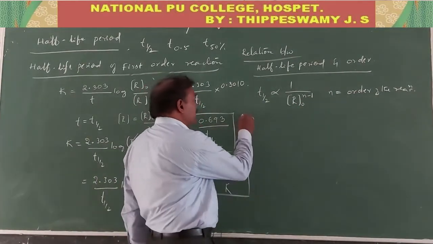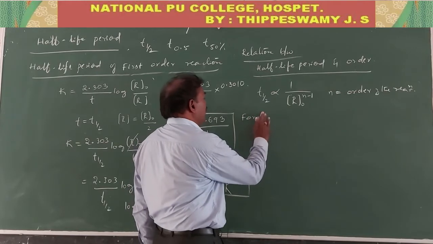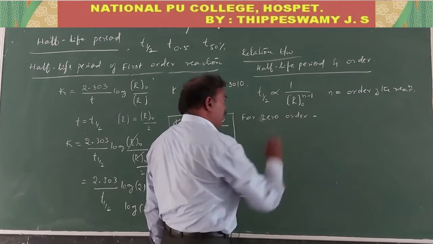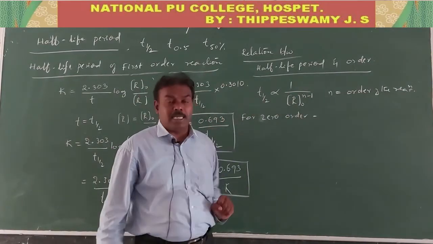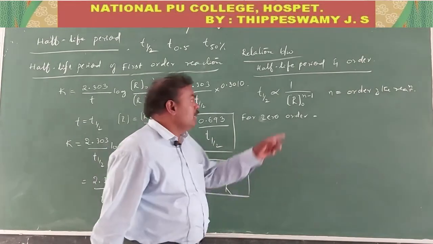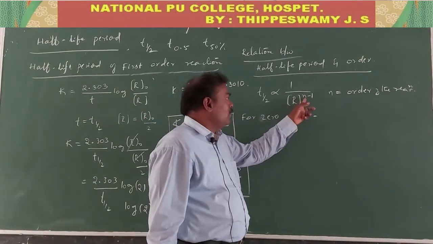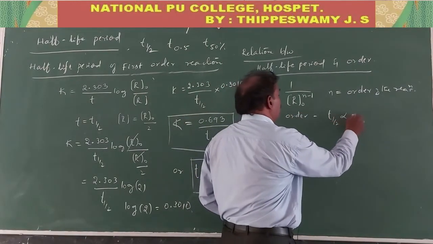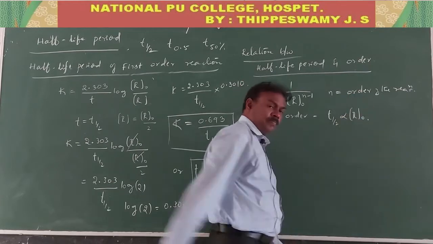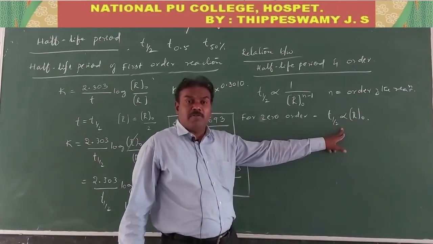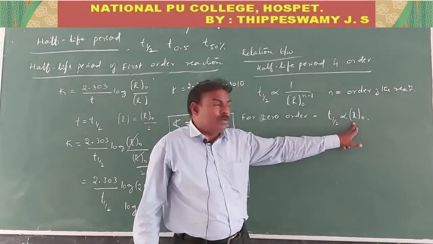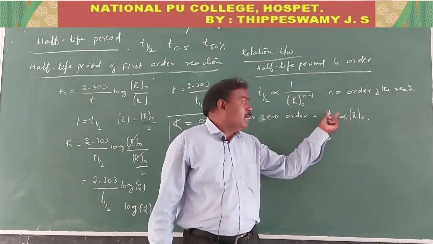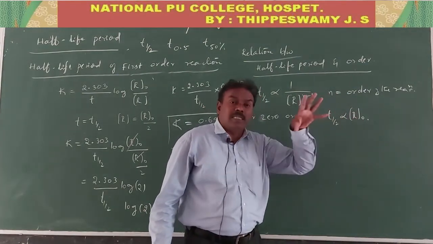Suppose we take a zero order reaction. How are the half-life and initial concentration related? You substitute the value of n, that is 0. Then R naught to the power minus 1, and finally T half is proportional to R naught. What does it mean? The half-life period of a zero order reaction is directly proportional to the initial concentration of the reactant.